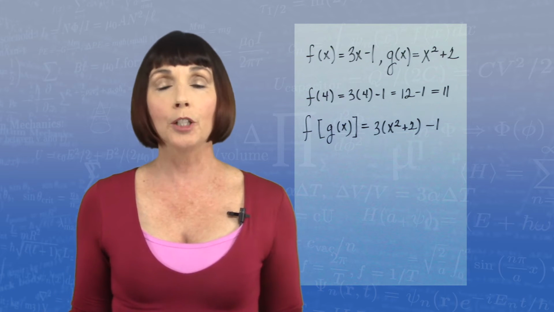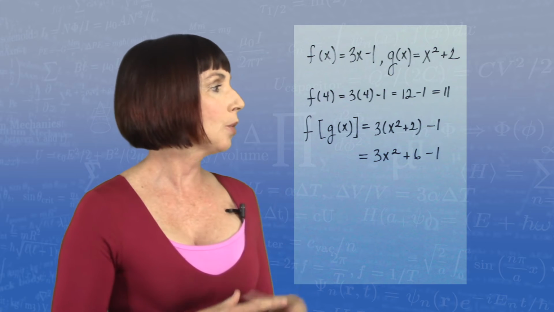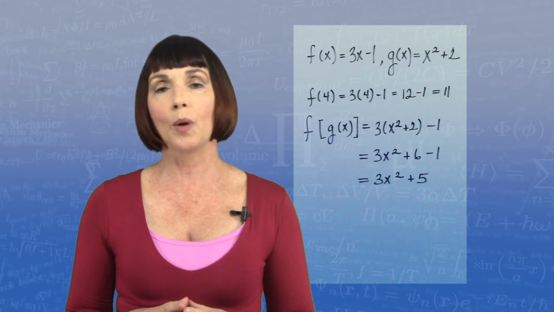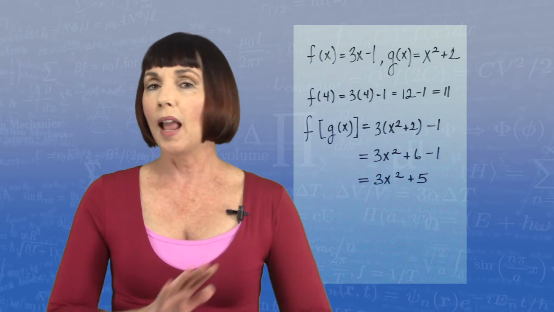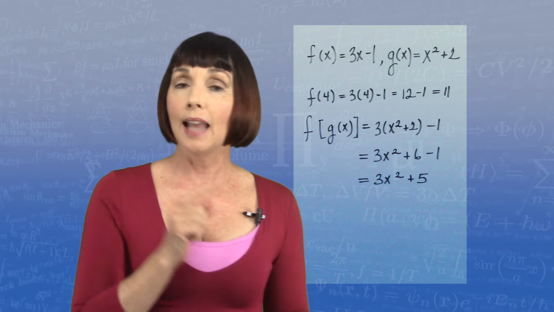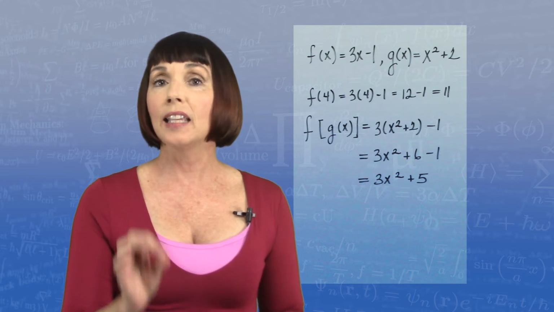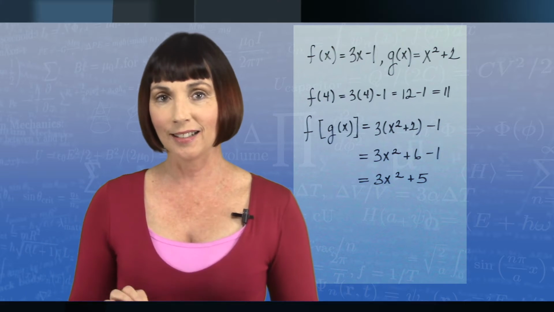Now I just do some algebra and distribute my 3 through, and I get 3x squared plus 6 minus 1, which is equal to 3x squared plus 5. So all I did was, wherever I saw an x in f, I put in the function g of x, and that gives me the composite function f of g of x.